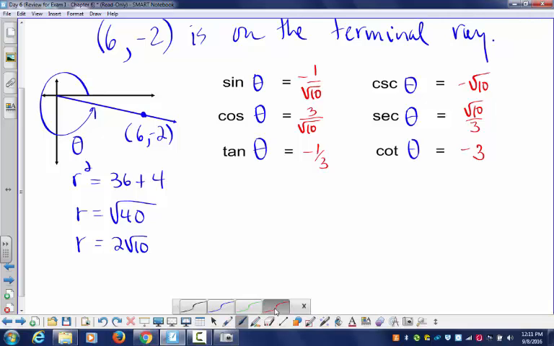Any of those function values cause you grief?